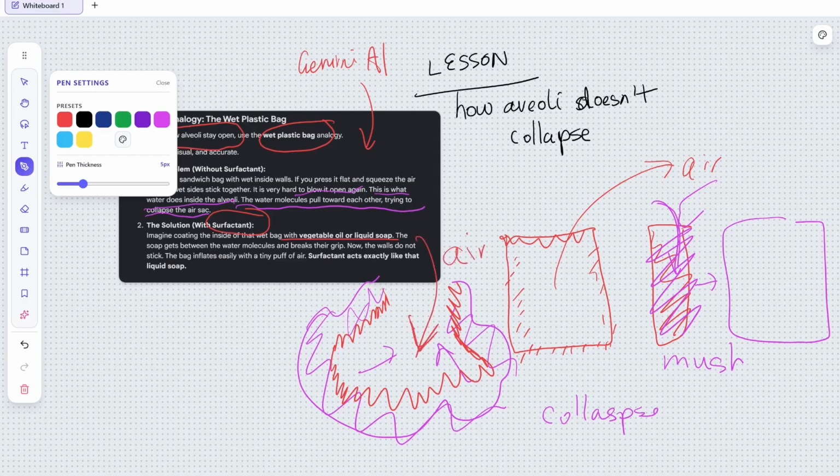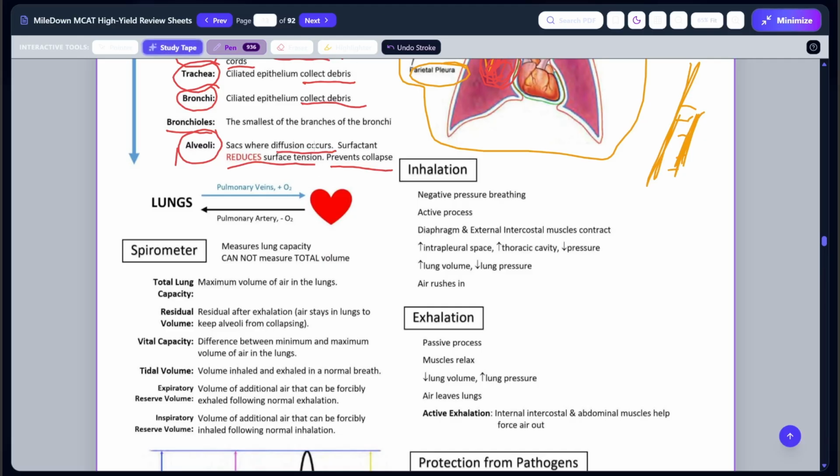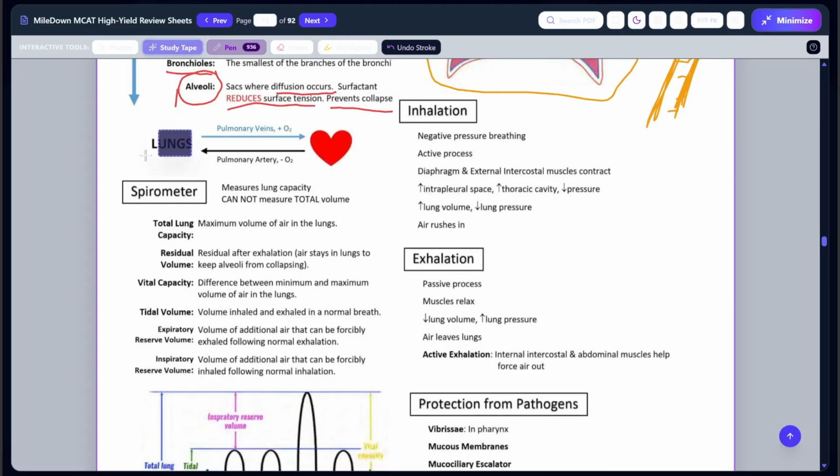Air goes in, and the surfactant acts exactly like that. It acts like a vegetable oil or liquid soap in between, so that the alveoli don't collapse. So that is the importance of surfactant. Without surfactant, sad things would happen. You can imagine breathing would be difficult. Okay, guys. So now we're on lungs.